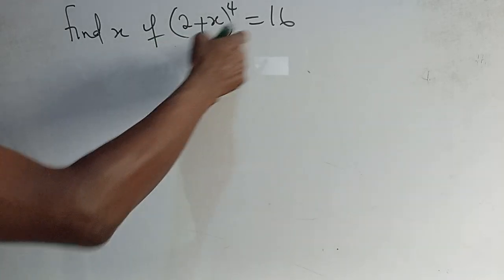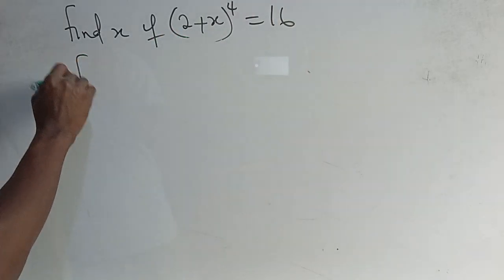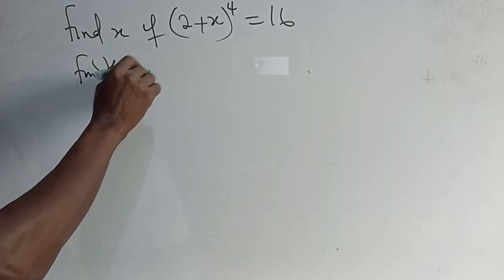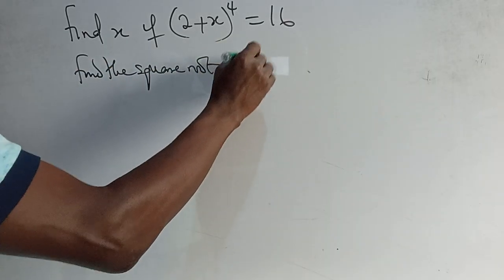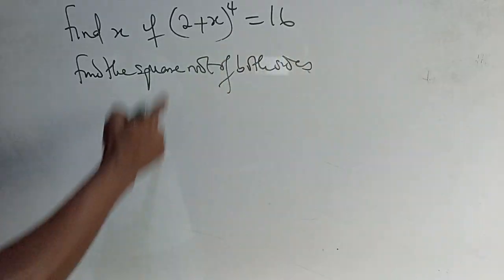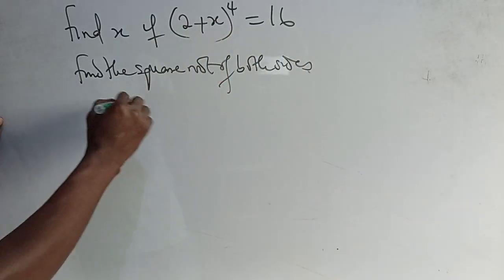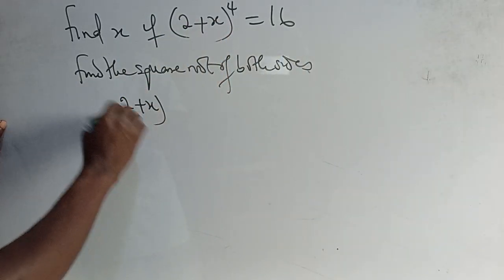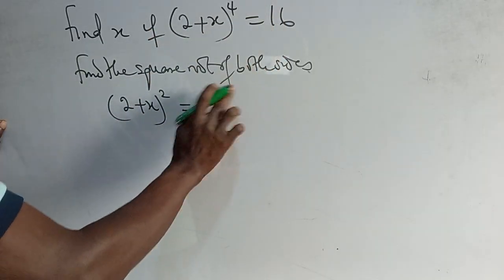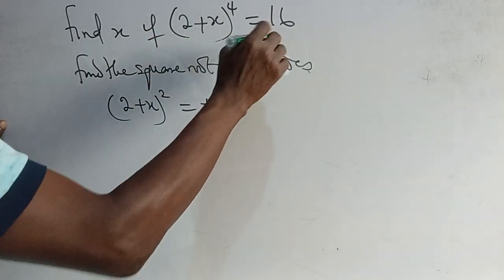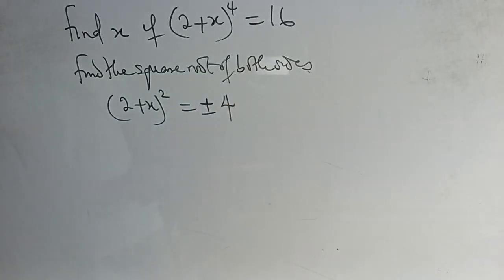So let's first of all find the square root of both sides. By the time we find the square root of both sides, the square root of this will be (2 + x) raised to power 2. Then it is equal to the square root of this, which will be plus or minus 4. I hope you understand that.